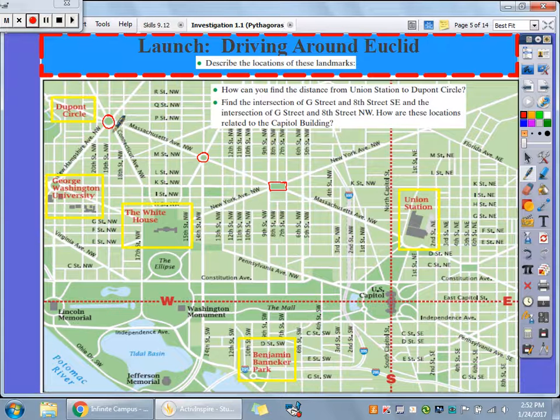And if you're talking about George Washington University, it's kind of hard to describe because it's got multiple buildings over a number of city blocks. So you might say it's at the corner of H Street Northwest and 20th Street Northwest. Or it might be along H Street between 20th Street Northwest and 24th Street Northwest. So it's not enough just to give one piece of information.